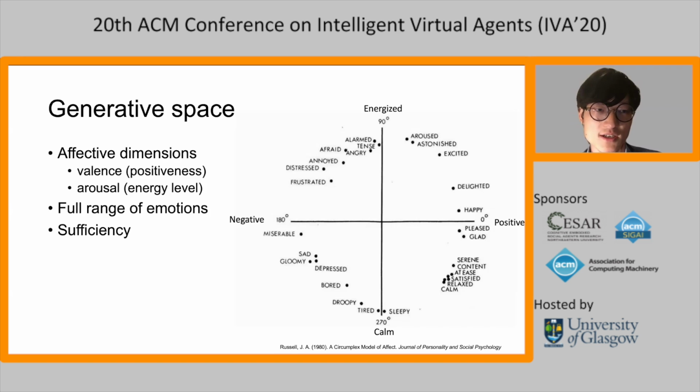Here we use the affective psychological dimensions, valence and arousal. You can see from the figure, it goes from negative to positive and from calm to energized. The reason we use this two-dimensional space is that, firstly, it can provide a full range of emotion. As you can see, there are a lot of different types of emotion, and it's also very sufficient. We will show you later that with this way of modeling, we can provide different kinds of emotion categories other than the basic six.